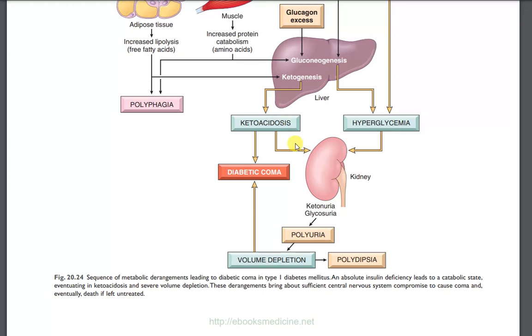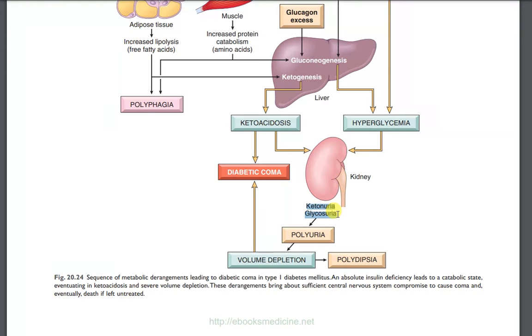Hyperglycemia also causes kidney injury by the mechanism I explained before. That's why, among the symptoms, we can see ketonuria, so we can see these ketone bodies in urine. It also leads to glycosuria because of hyperglycemia. I explained this mechanism: glucose is removed through the kidney.